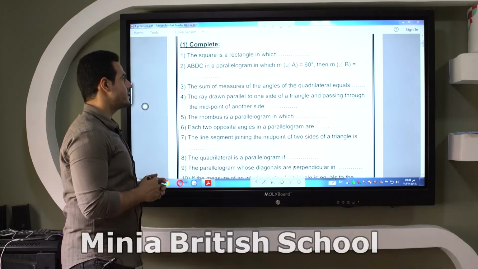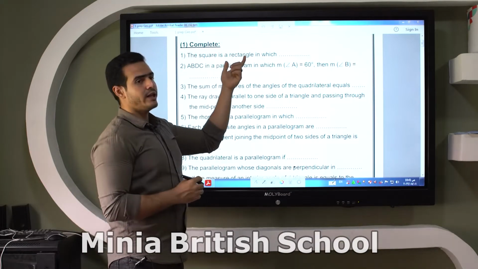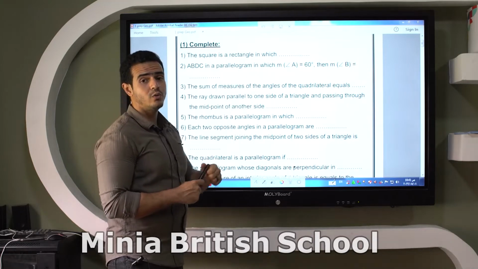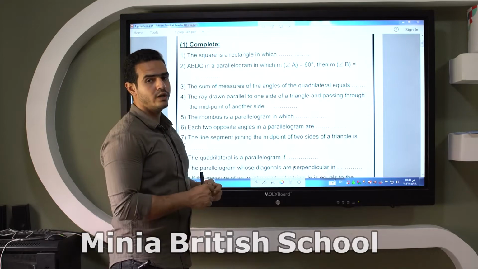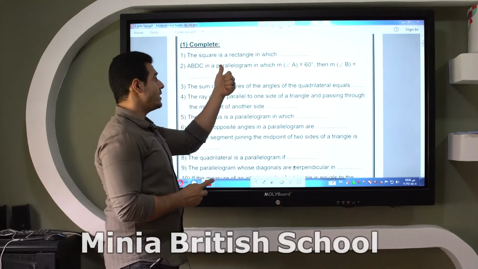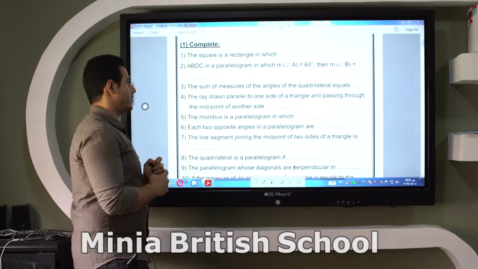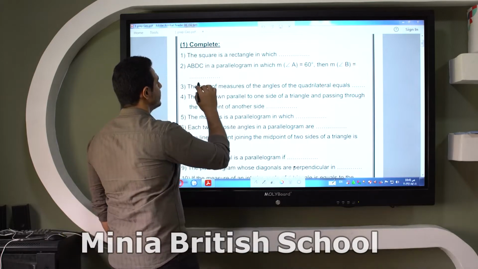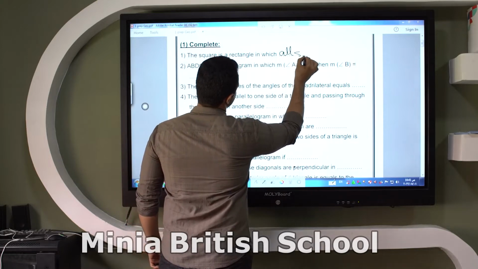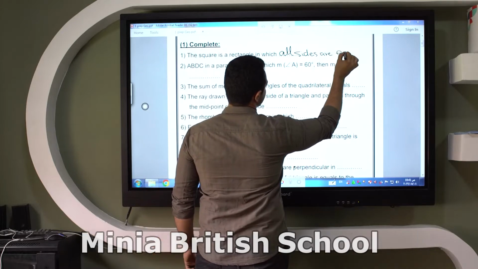Number 1, complete. The square is a rectangle in which what? A square is a rectangle, but all its sides are equal in length. In a rectangle, each two opposite sides are equal in length. And the second difference is that the diagonals in a square are perpendicular, but in a rectangle they are only equal. So I can say that the square is a rectangle in which all sides are equal.